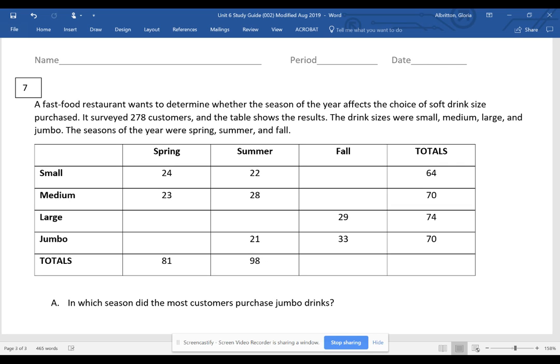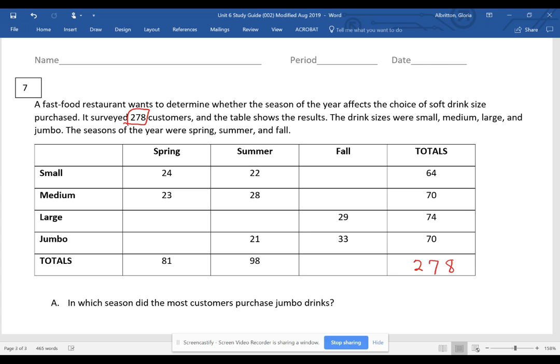Now, the easiest cell that I see that we could complete is the total at the very end. So right here, if we add up the totals in all of these small, medium, large, and jumbo total columns, we will end up with 278. Besides, they already told us that there were 278 customers. So we knew what went in this cell. And from there, we can start filling in the other cells.